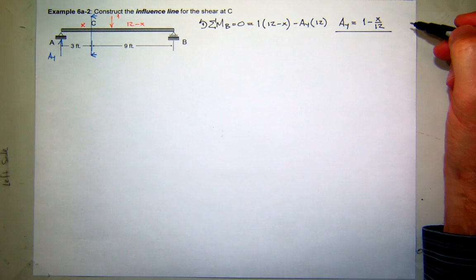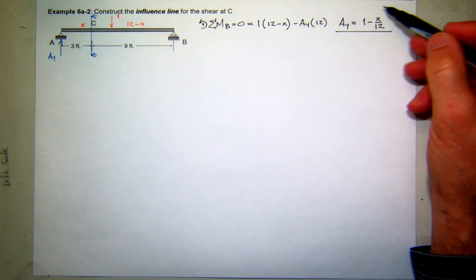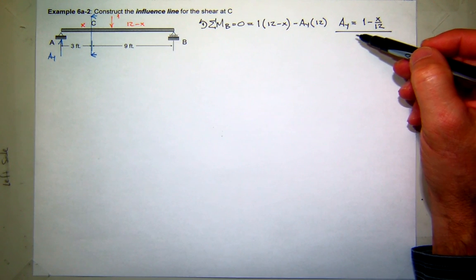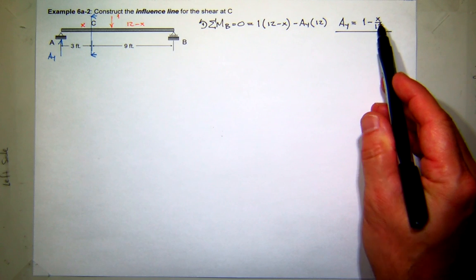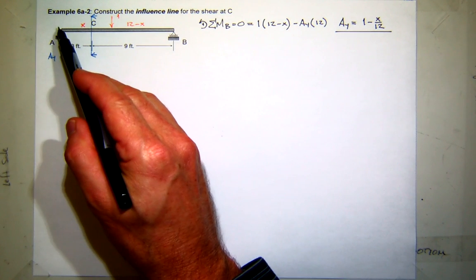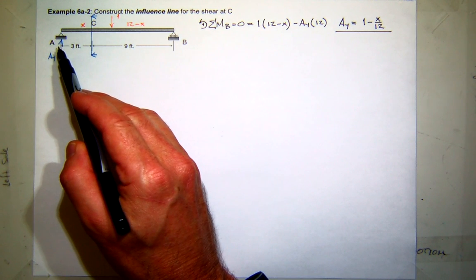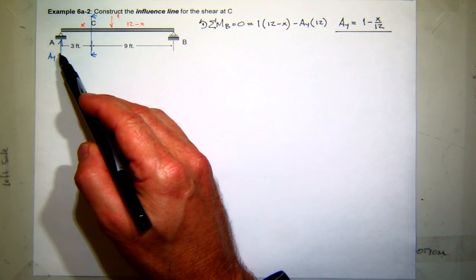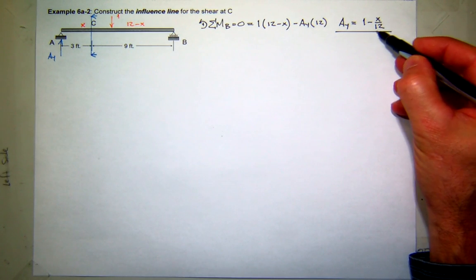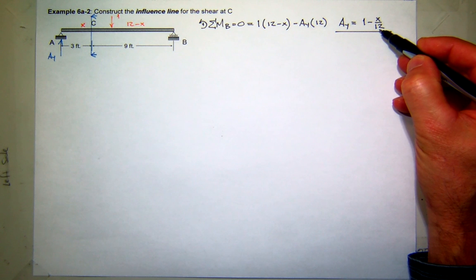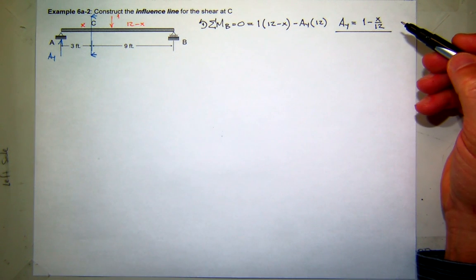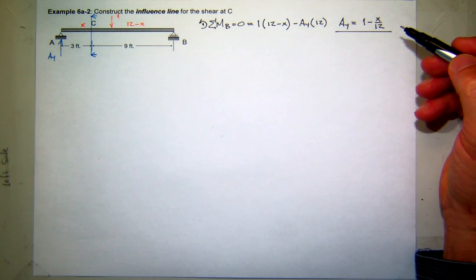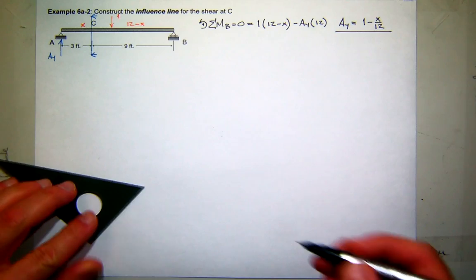Does that make sense? Basically, that's the influence line for AY. So when my unit load is at 0, right here, AY is 1. That makes sense. And as I move to the right, the value of AY decreases. In fact, when I go all the way to the right-hand side at x equal to 12, what's AY equal to? 0. So that's good.